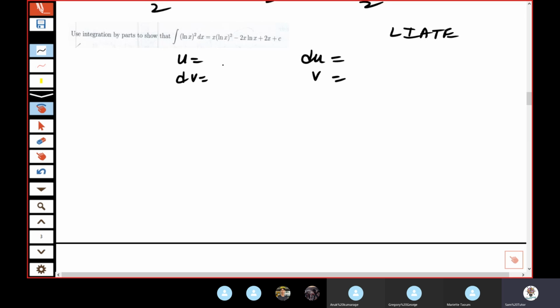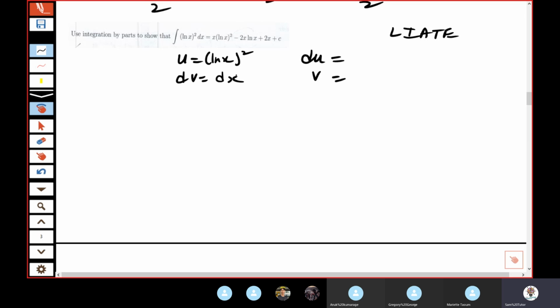Yep. What would u be? Either just ln x by itself or 2x ln x. 2x ln x. No, it has to be. Where'd you get the 2x from? Oh wait, never mind, we're working on left-hand side. Yeah, it'll just be ln x all squared. And then what would dv be? Not yet, let's do it together. dx. Let's do it together.